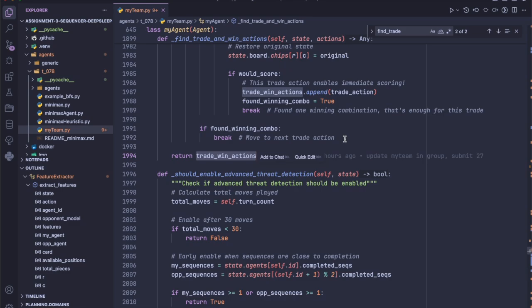This trade strategy made quite a good difference in our agent's performance. Before implementing it, our agent would often miss some opportunities, treating trade actions only as a way to get rid of dead cards, but now it actively looks for trade combinations that enable immediate scoring. And this is the challenge 4.